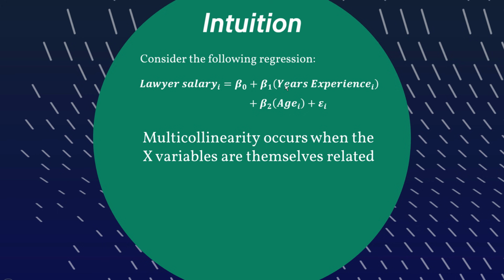So this is the perfect example, right? The more years experience you get as a lawyer, probably the older you're getting at the same time, right? So this regression is going to have a tough time figuring out, well, was it your age increasing that improved your salary? Or was it the years of experience increasing that improved your salary? How can you really figure that out if these two work in lockstep?